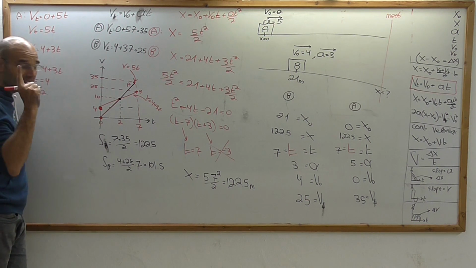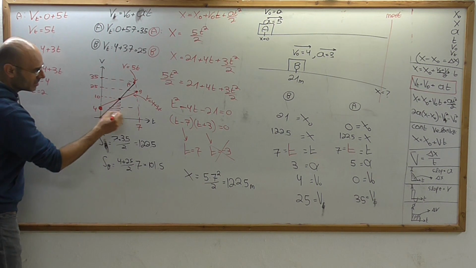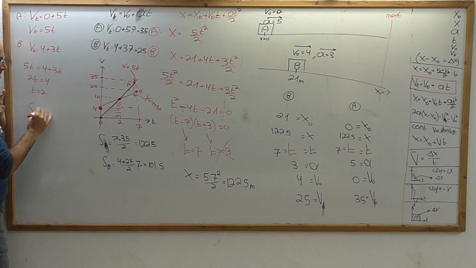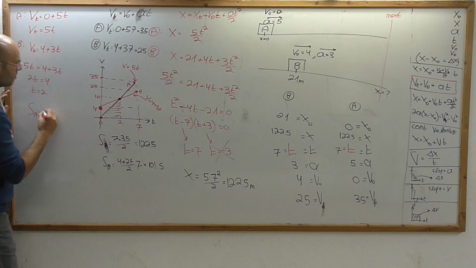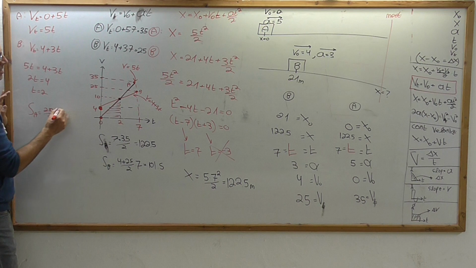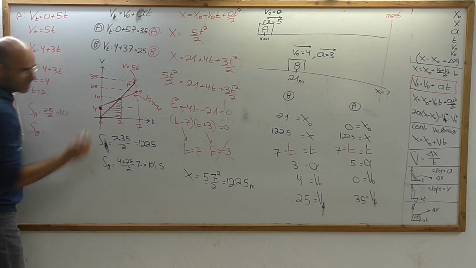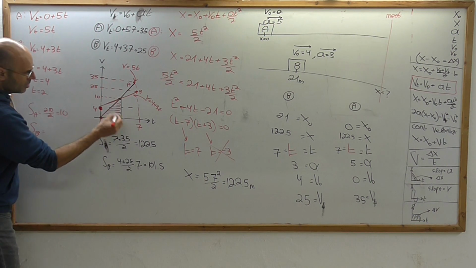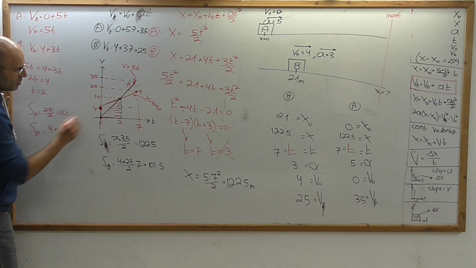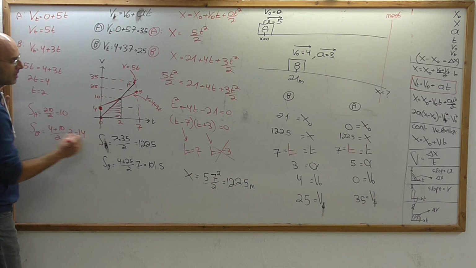If we want to find this distance, we can use areas. The area of this triangle is SA, let's call it. It's 2 multiplied by 10 divided by 2, which is 10. SB is this trapezoid, which is the sum of bases, 4 plus 10, divided by 2, multiplied by the height, which is 2, which is 14.